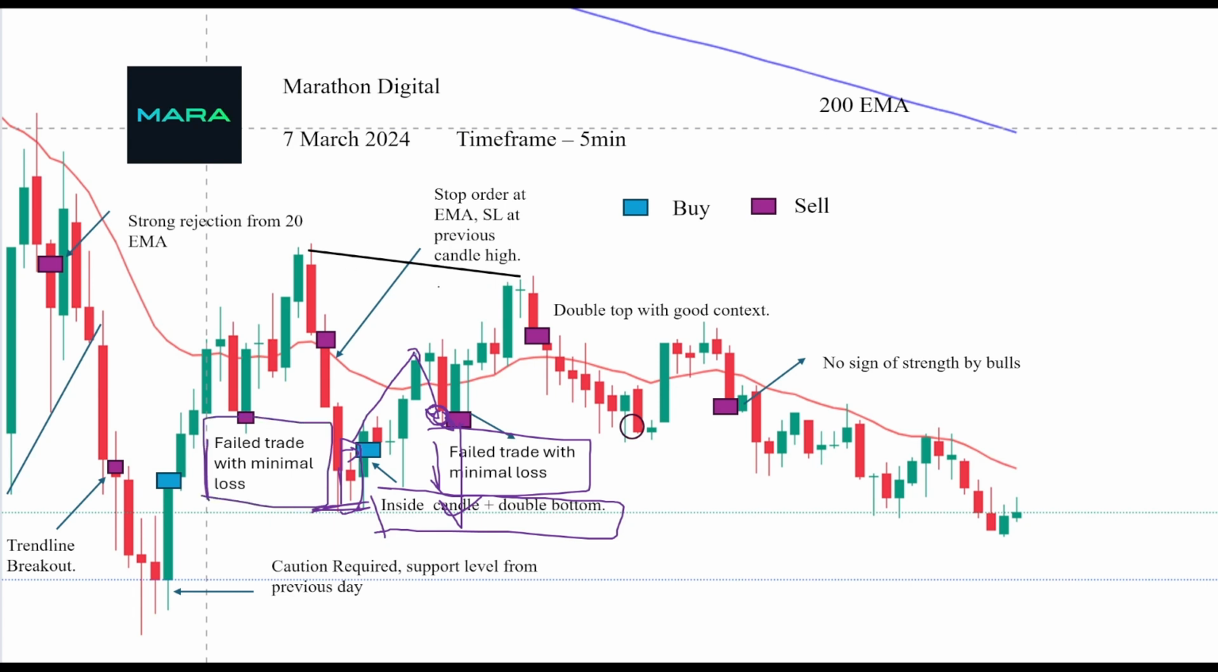Then we have a double bottom right here. Good context because the market was in an overall downtrend from the day onwards. Seems reasonable to even sell at the market here. Your stop loss would be just above the high again. Your take profit would be 1 is to 2, 1 is to 3, wherever the key levels are, or if there are no key levels, then you take based on 1 is to 2 at least.